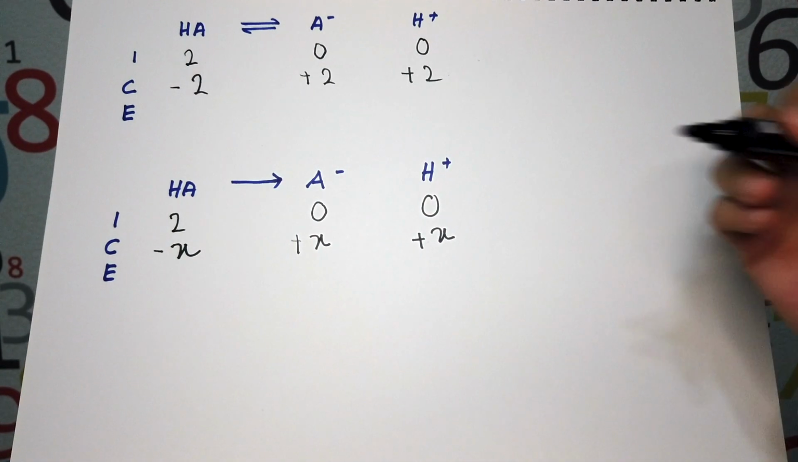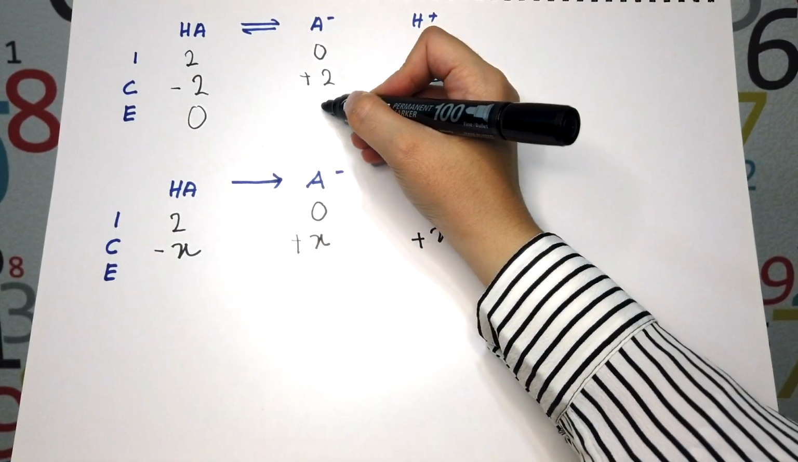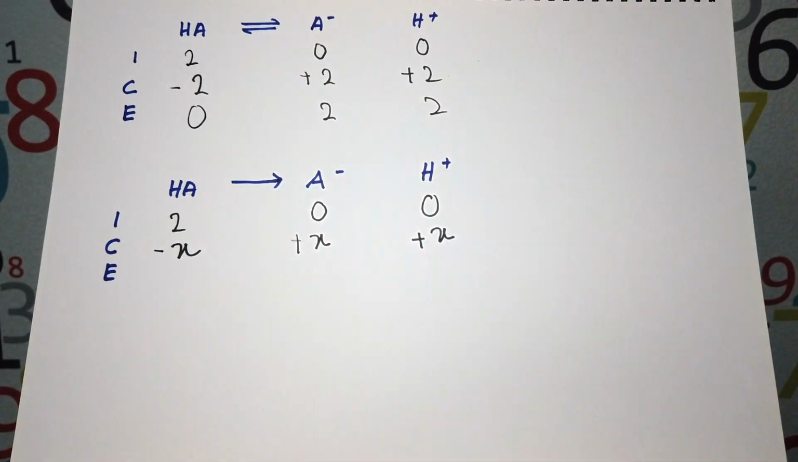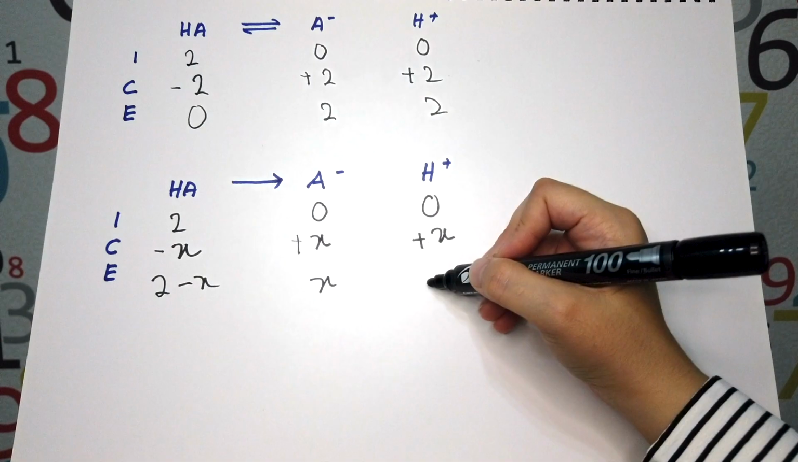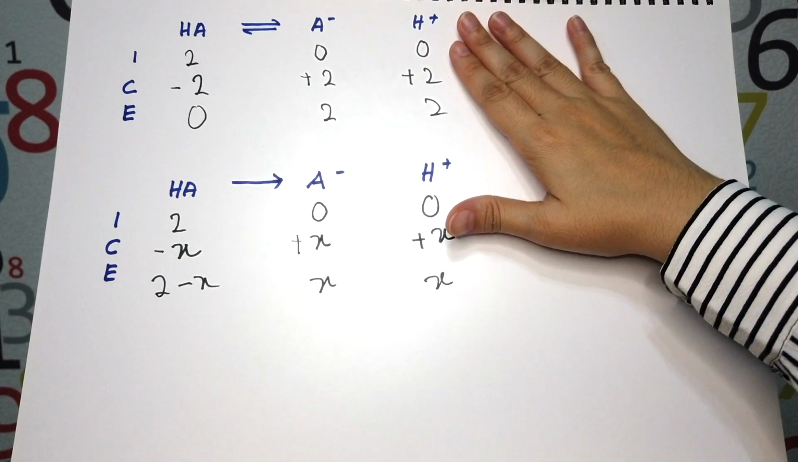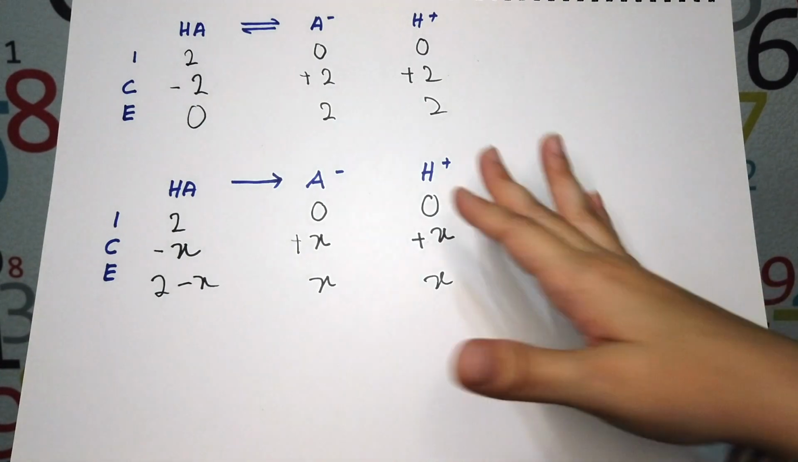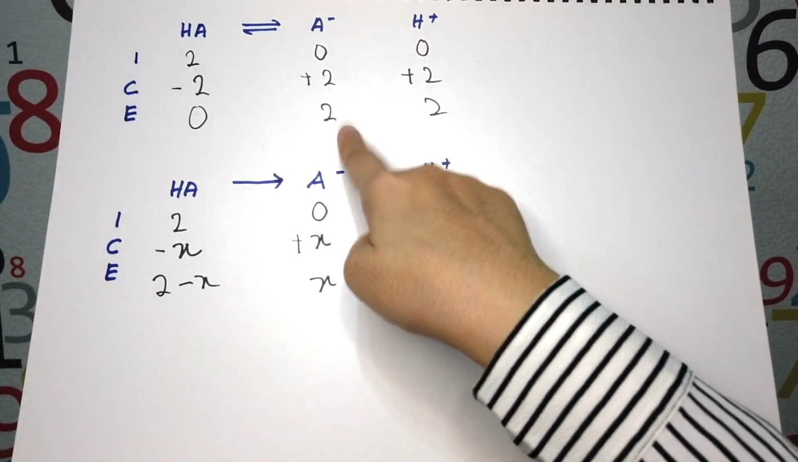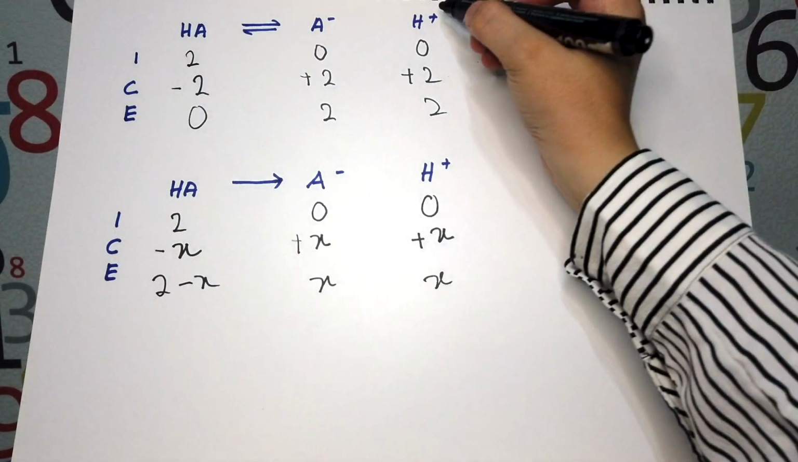At equilibrium, for strong acid there will be no acid left, and it becomes 2 and 2. But for weak acid you will have 2 minus X, X and X. So this is the difference between the ICE diagram of strong acid and weak acid. For strong acid, you cannot calculate the Ka. It would be 2 times 2 divided by 0, so there's no point in doing that.